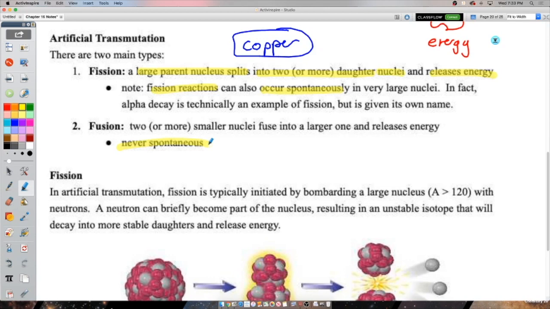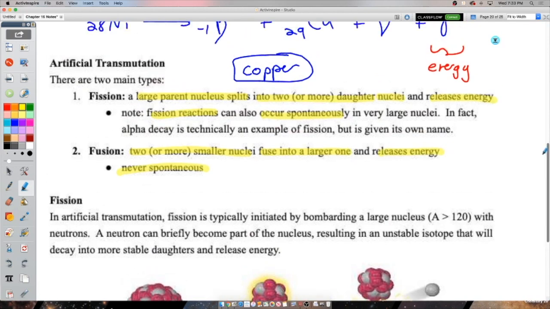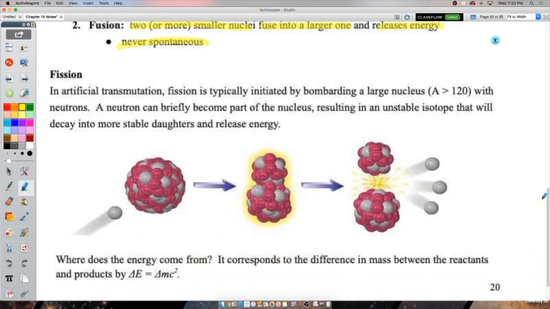So fusion is actually when two smaller nuclei fuse into a larger one, and again, releases energy because all nuclear reactions release energy. First, let's look at fission. So in artificial transmutation, how humans make it happen is typically by bombarding a large nucleus, roughly with an atomic mass larger than 120, that's where it works best, okay, with neutrons.